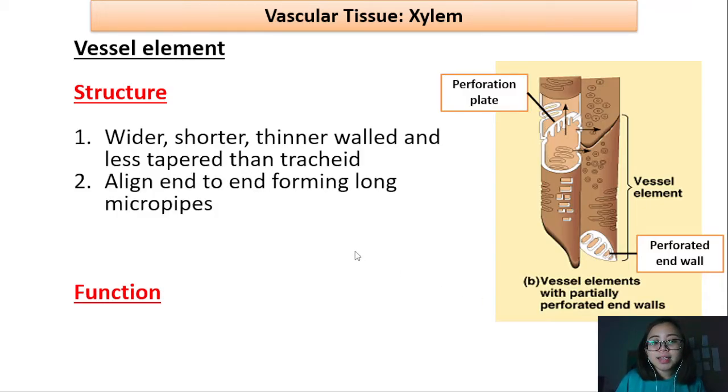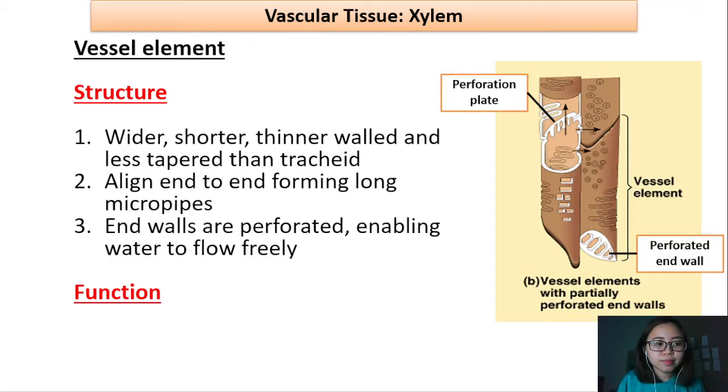They will align end to end, forming long micropipes. Apa yang dimaksudkan dengan poin kedua adalah dia akan bersusun hujung, jumpa hujung, jumpa hujung untuk membentuk saluran yang panjang. Long micropipes. Micro sebab dia kecil lah, sebab dia dari dia level cell. And the end walls of vessel elements are perforated, enabling water to flow freely.